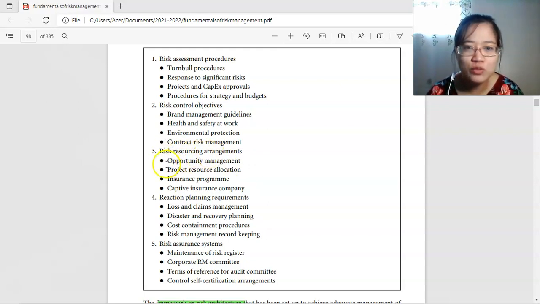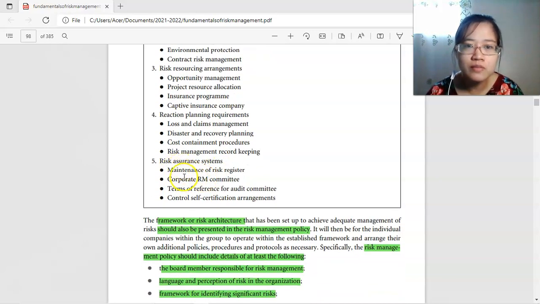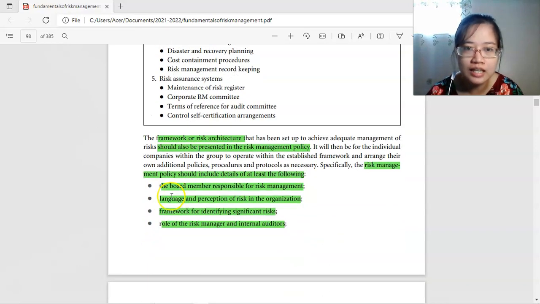Risk resourcing arrangements, opportunity management, project resource allocation, insurance program, captive insurance company, reaction planning requirements, loss and claims management, if yung industry nyo ay merong ganyan. Disaster and recovery planning, cost containment procedures, risk management and record keeping. Tapos risk assurance systems, maintenance ng risk register, corporate risk management committee, terms of reference for audit committee, tapos control self-certification arrangement. Okay? Parang self-review lang naman ito.